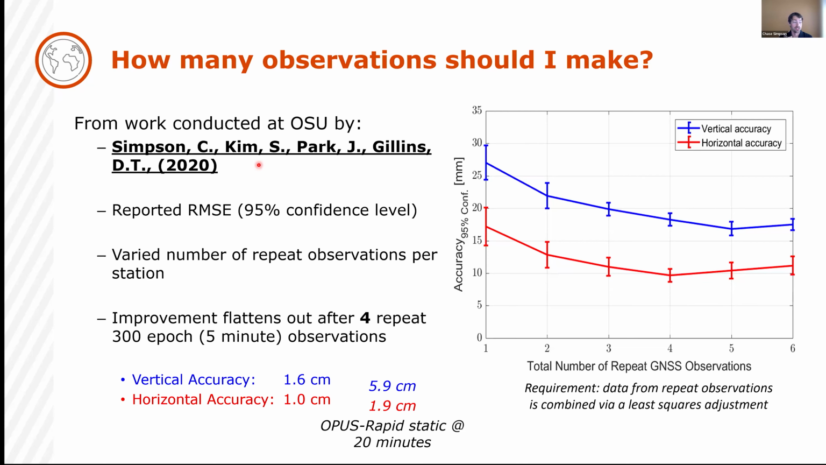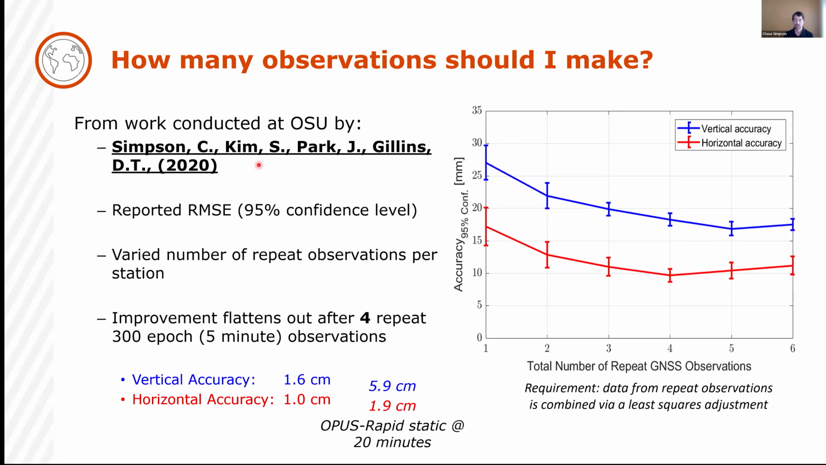What we found is our repeat observations are still correlated if your repeat observation times are less than 3 hours. The reason they're still correlated is our satellite constellations have not had enough time to move. Statistically, we're still getting the same solution if you do it an hour back to back.